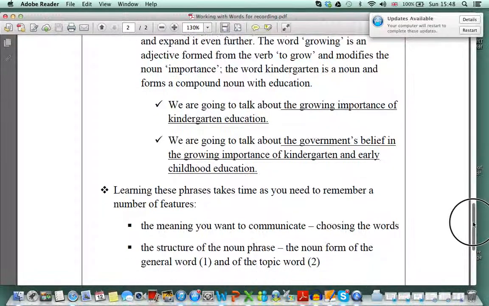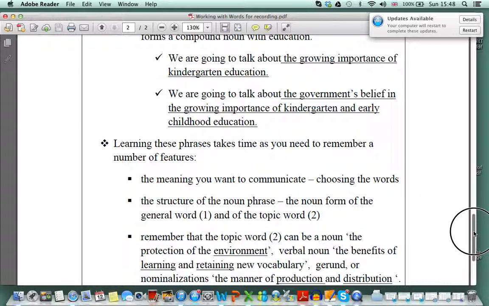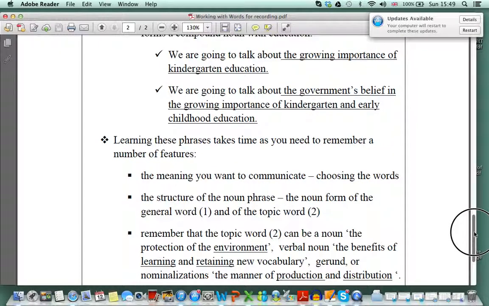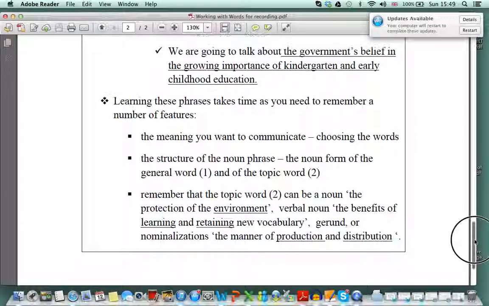Now, learning these phrases takes time, as you need to remember a number of features. First of all, think about the meaning you want to communicate and choose the words you need. Then think about the structure of the noun phrase, the noun form of the general word, which appears in the first part of the phrase, and then the topic word.